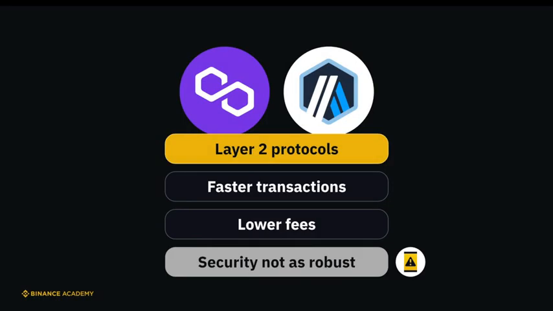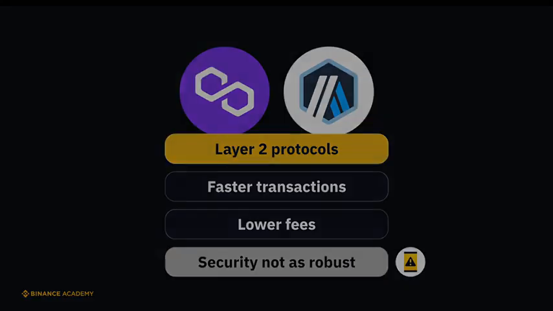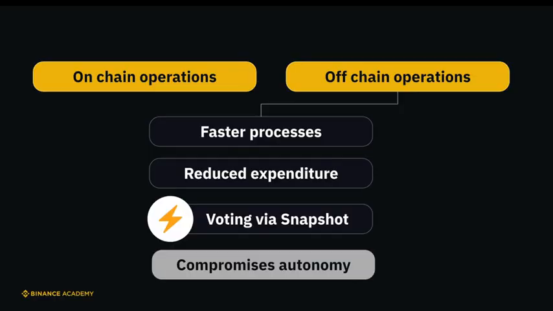On the other hand, Polygon and Arbitrum function as Layer 2 protocols, running alongside the Ethereum blockchain. They offer faster transactions and notably lower fees. Yet, it's worth noting that their security might not be as robust as Ethereum's. Generally, they could be an alternative option for smaller DAOs that are comfortable with the trade-offs in security.